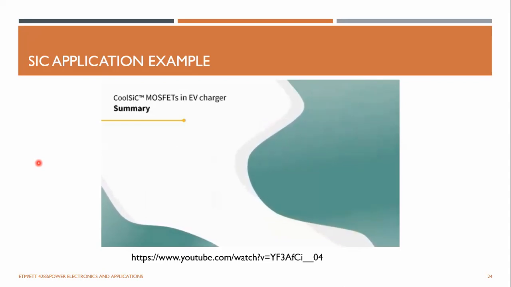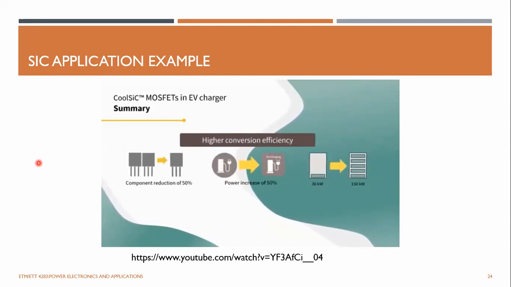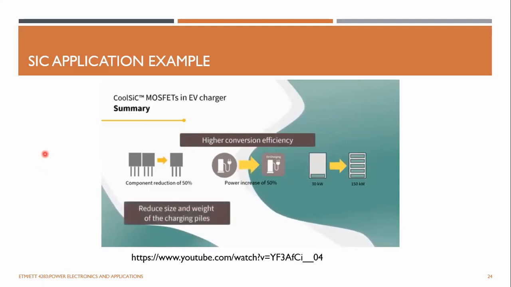Based on a use case example of a 30 kilowatt EV charger, silicon carbide-based semiconductors can have a higher conversion efficiency due to a 50% component reduction and power increase, as well as modular designs, which upgrade system power and voltage levels on demand. Also, they allow reducing the size and weight of the charging stations, increasing the ratio of resources used per kilowatt installed. Finally, they simplify the topology in order to reduce the design effort.